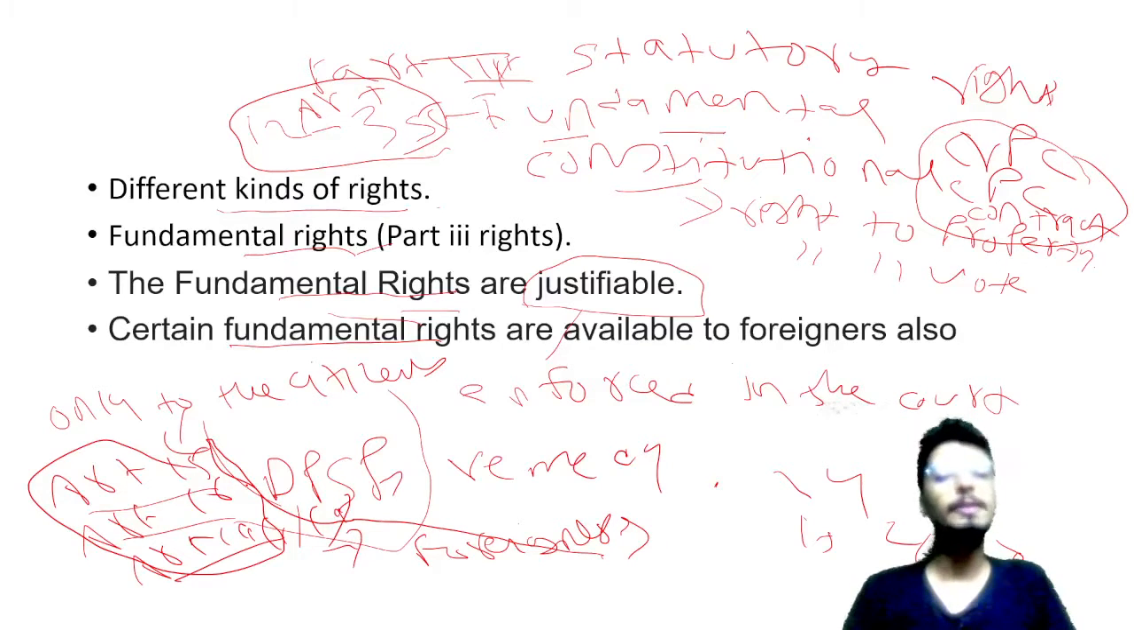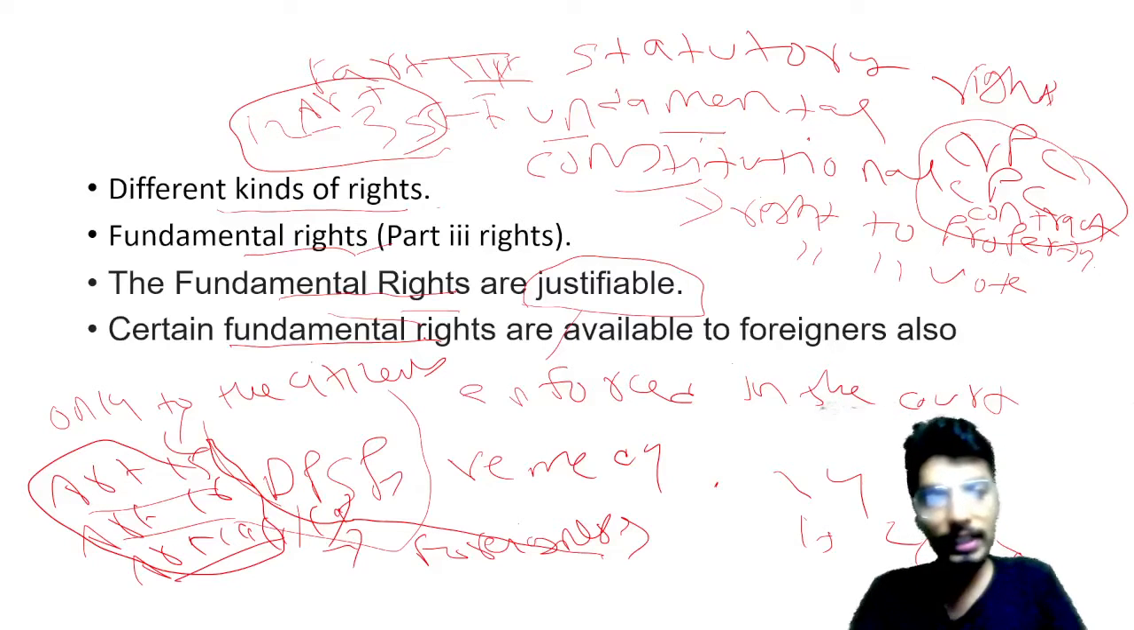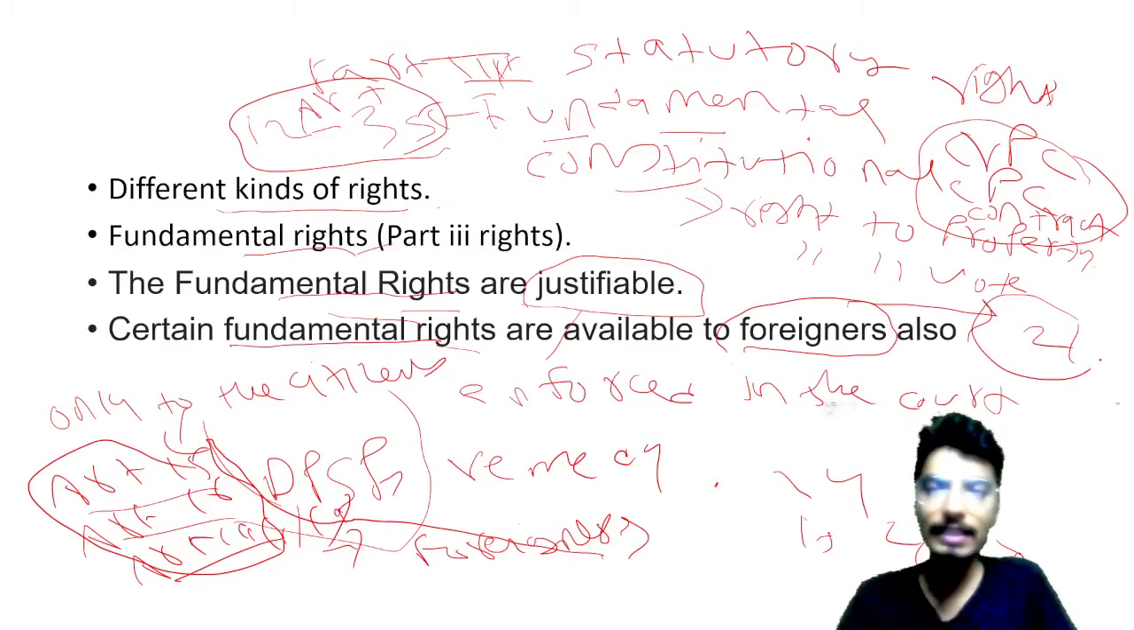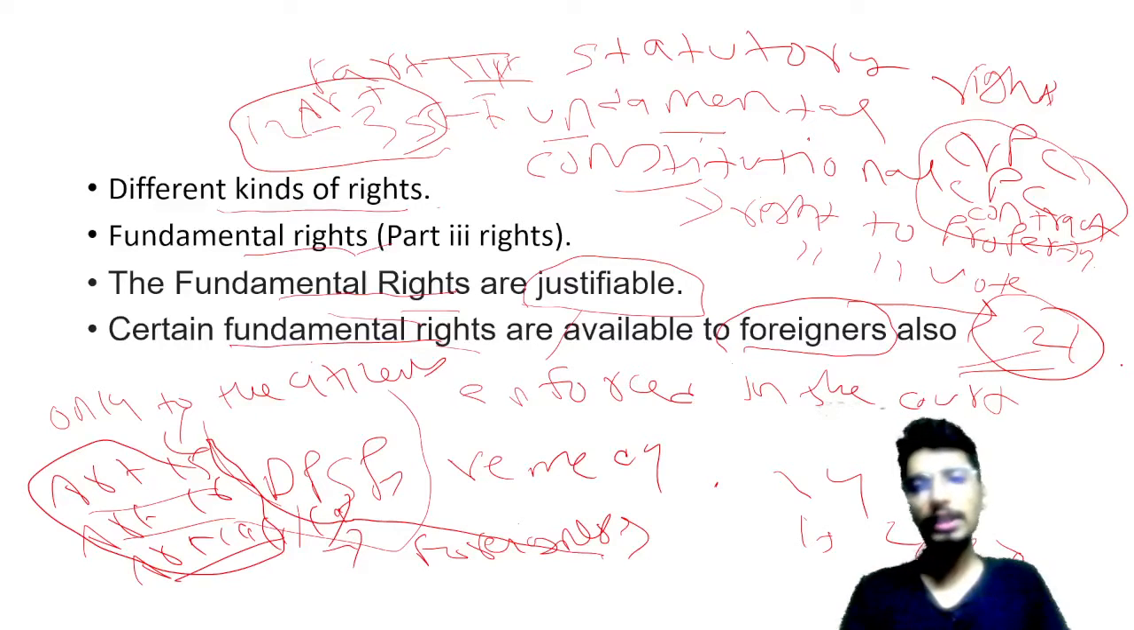They can't claim it. But then there are certain fundamental rights in the Indian Constitution which are available to foreigners also. Like take for example article 21. This is available both to citizens as well as foreigners. So certain fundamental rights are so important that they have attained the status of human rights.